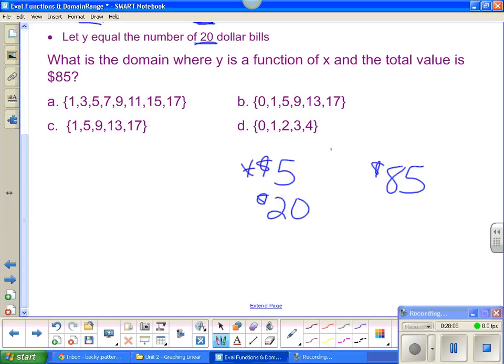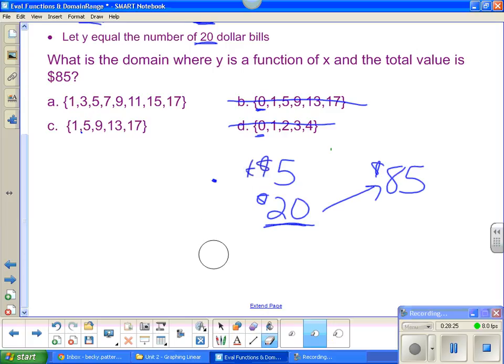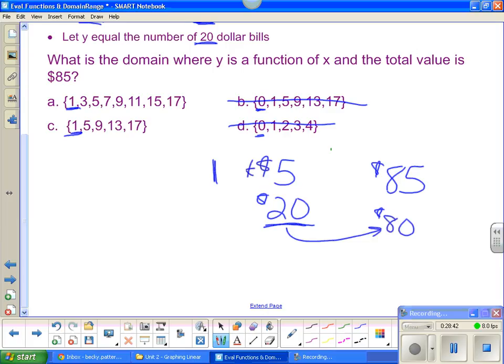Okay, A starts with a 1. Let's go test the 0 first since it's the smallest. So can I have 0 $5 bills, which means I have all 20s and I hit $85? And the answer is no, I can't hit $85 with all 20s. So both these answers that have a 0 are out. Now both of these have a 1, but just for further explanation, I'm going to show why it works. If I have one $5 bill, how much money would be left? And that's 80. And can I hit $80 from all 20s? And the answer is yes. So that's why I get to have the 1.